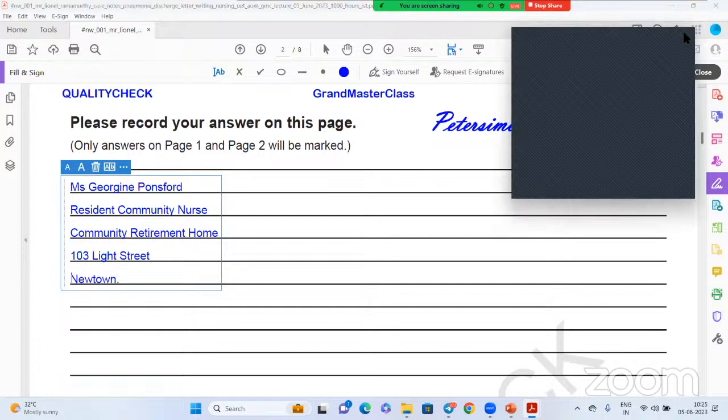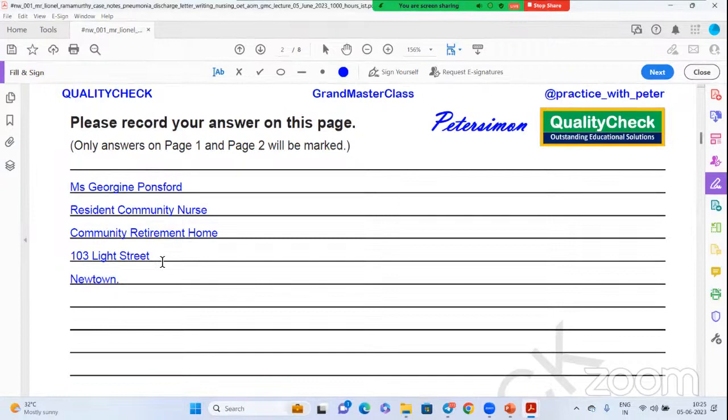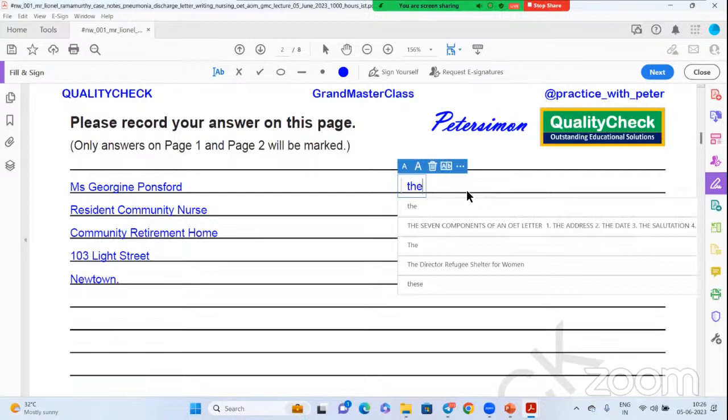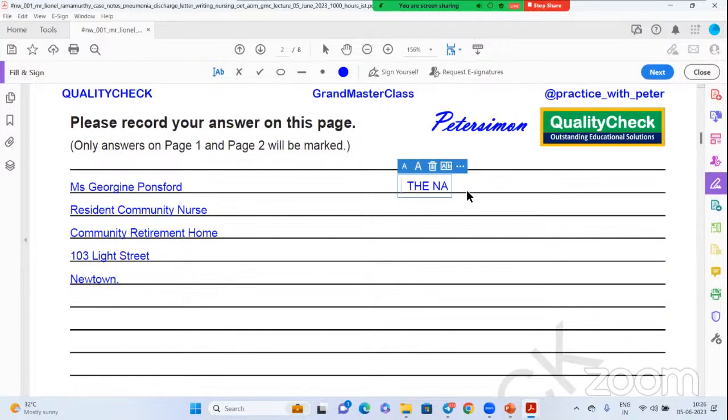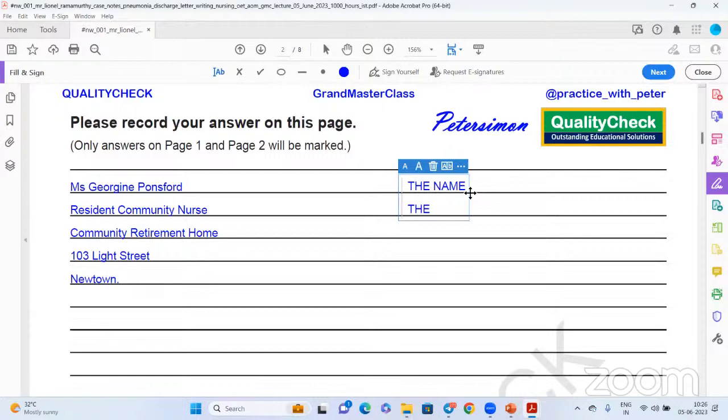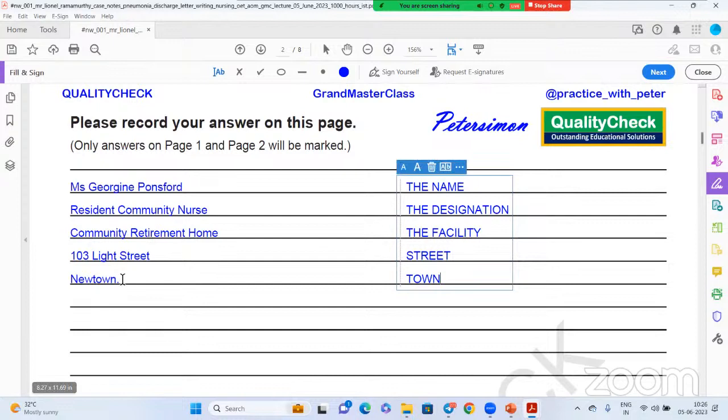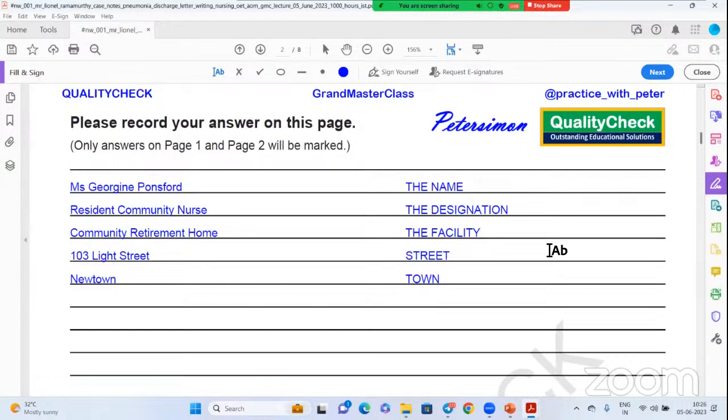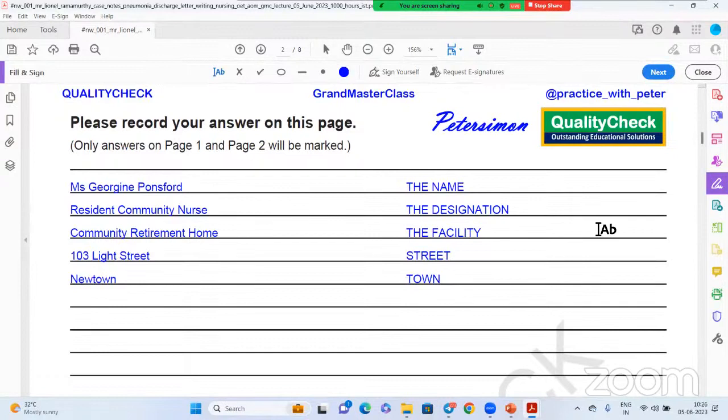What are the things that are involved in the address? You have to know that. The name, number one. Next the designation, then the facility, then the street, then the town. So these are the five things that you are going to write, definitely. Don't use any full stop, don't use any comma. That's it. So 1, 2, 3, 4. This is the address. You have to follow these things very clearly.